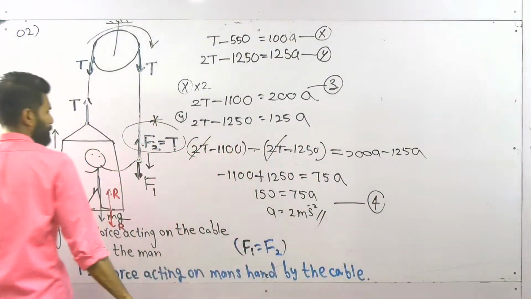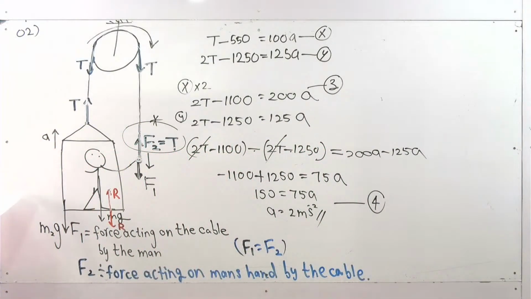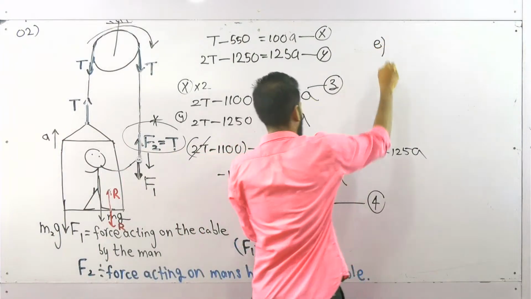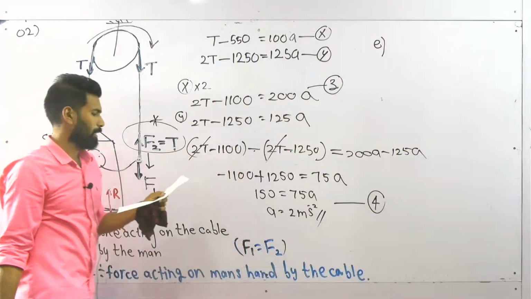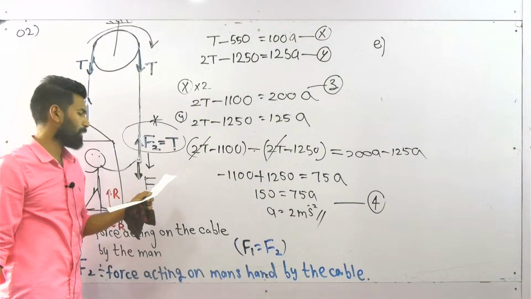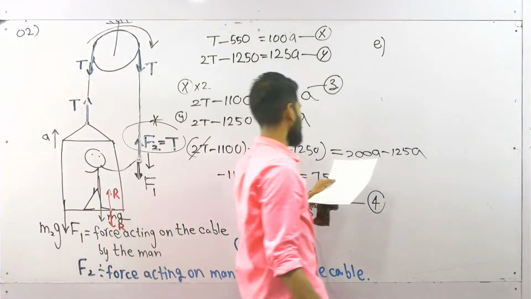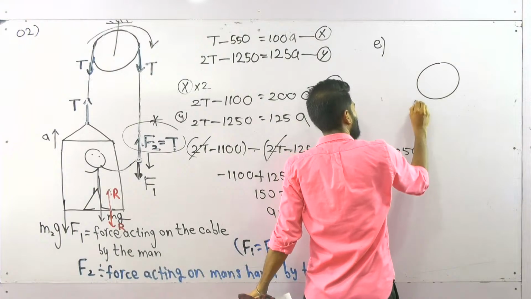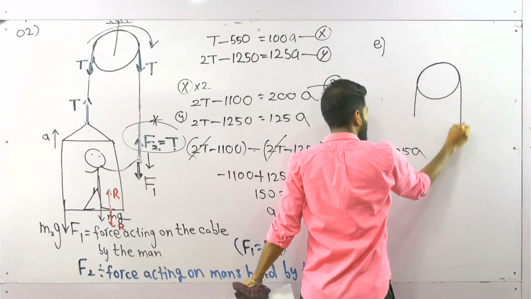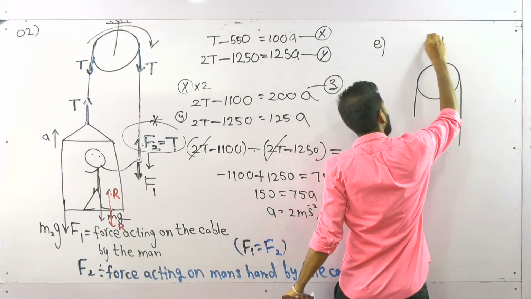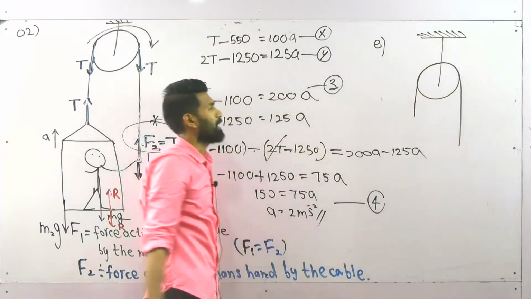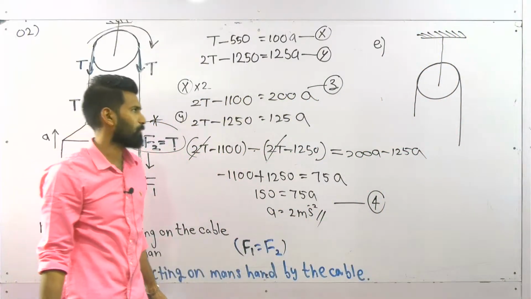Then part E. Determine the force exerted on the roof by the pulley that it is hung from. There is this string, the cable passing over the pulley, and the pulley is attached to the roof.